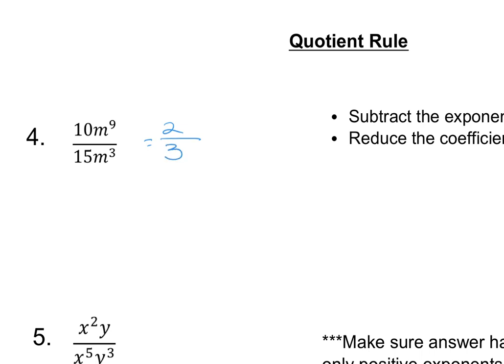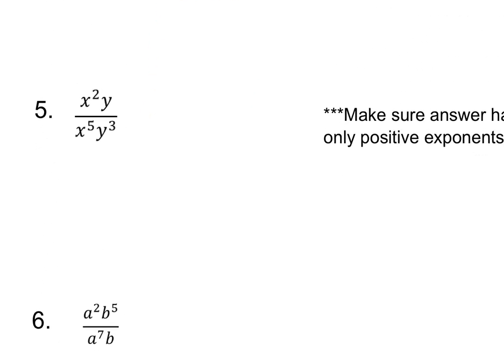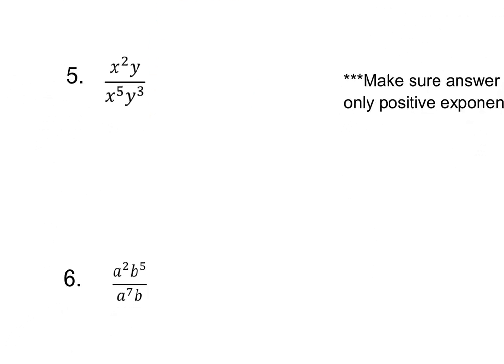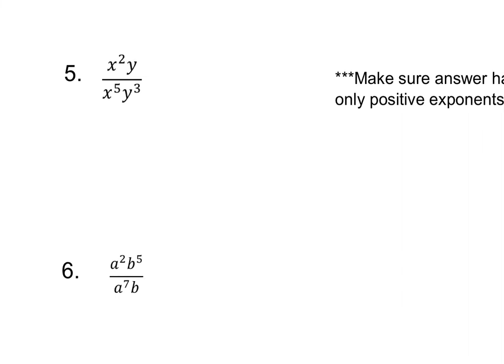Where's the m value bigger, top or bottom? What's bigger, 9 or 3? 9 is bigger. So that tells me the m is going to go on the top. 9 minus 3 is 6. Here's your solution. Okay. Try those two and see how you do.